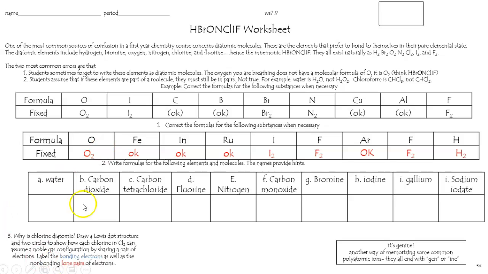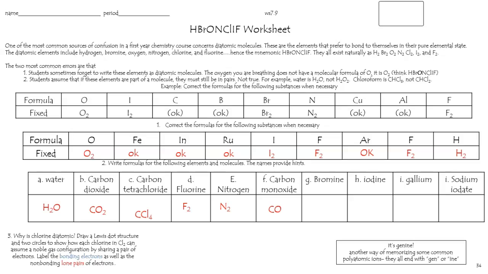So write formulas for the following elements or molecules. We'll be using words, and now you've got to apply. Water, H2O, that's right. I assume you're trying these. Carbon dioxide, CO2, just like it says. Carbon tetrachloride, CCl4, just like it says. Fluorine, says F, but no, you want F2, it bonds to itself. So does nitrogen. Carbon monoxide, I guess I just need CO.